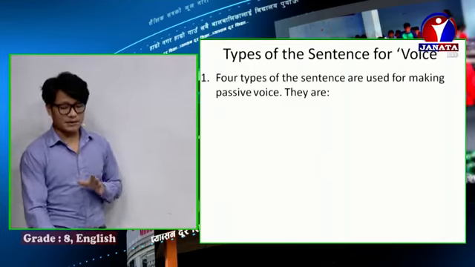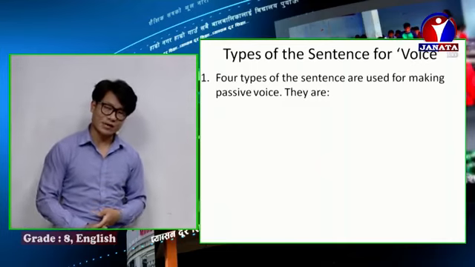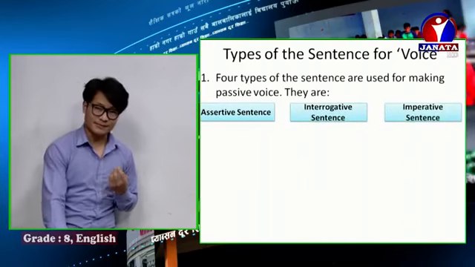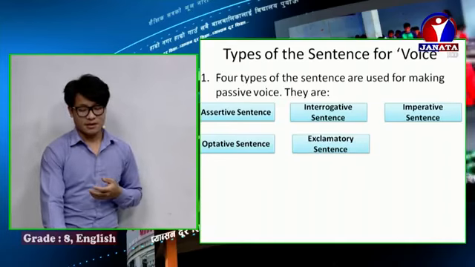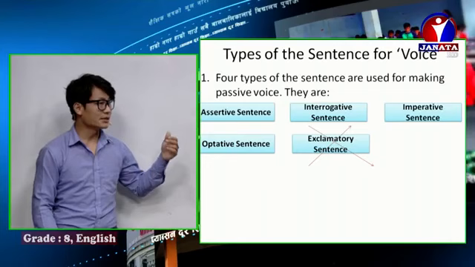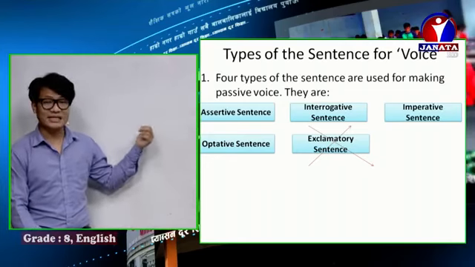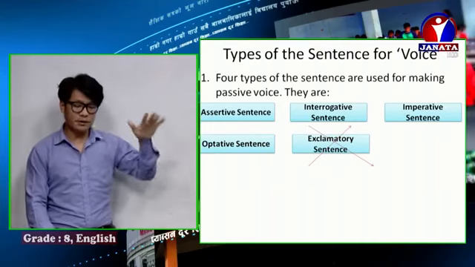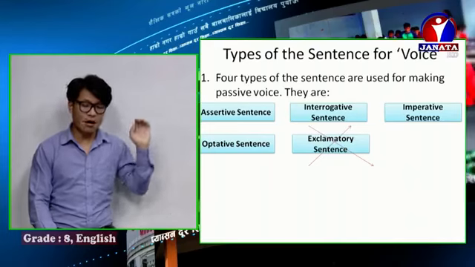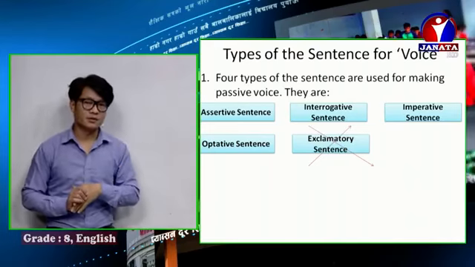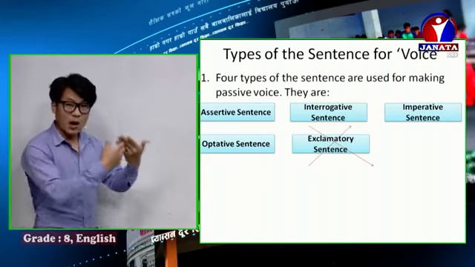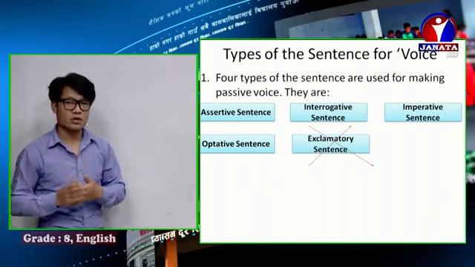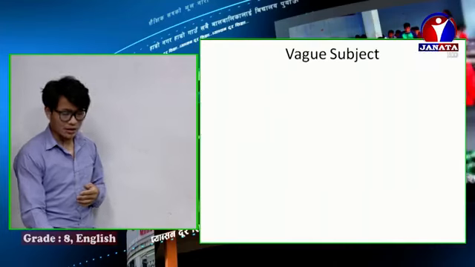Only 4 types of the sentence are used for making passive voice. They are assertive sentence, interrogative sentence, imperative sentence, optative sentence, and obviously exclamatory sentence is not used in passive voice. We use only assertive, interrogative, imperative, and optative, these types of sentence. So now let me show you another. I hope you have got the types of the sentence and how many types of the sentence are used in passive voice.